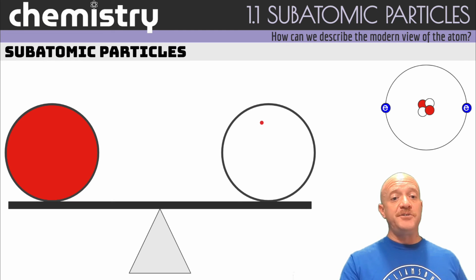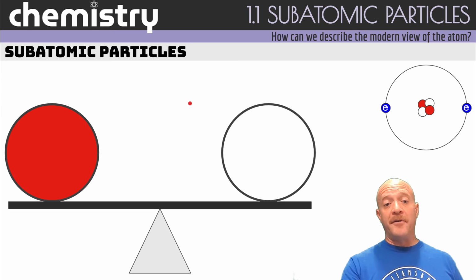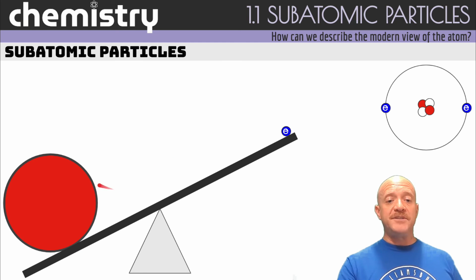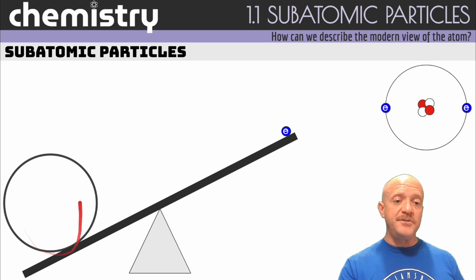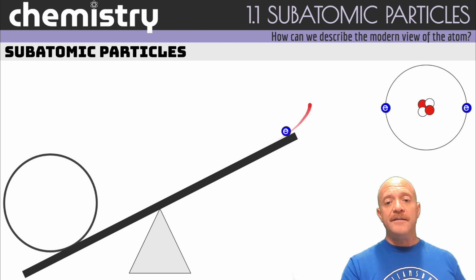Now, this is just a visual representation of the subatomic particle mass. We have a proton, we have a neutron. They are roughly the same mass. We have a proton and electron. The proton is much heavier than an electron. And we have a neutron and an electron. The neutrons are much heavier than the electrons. In fact, these are 2,000 times heavier. These are 2,000 times lighter.